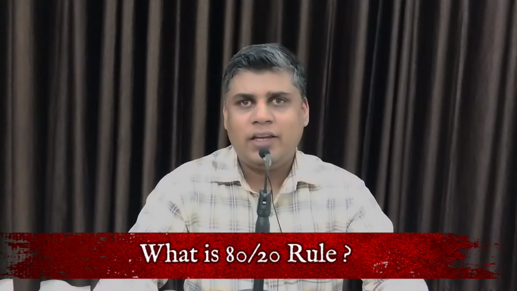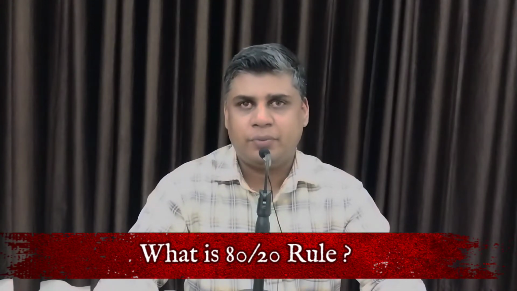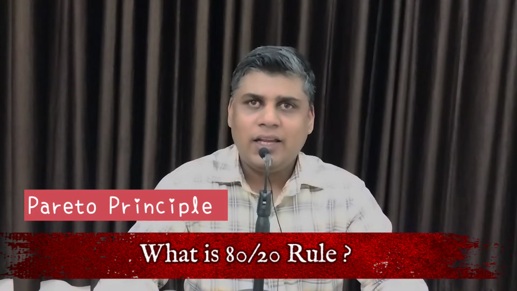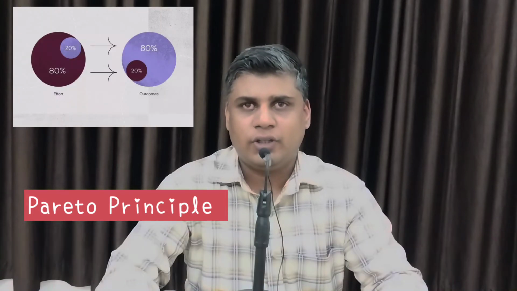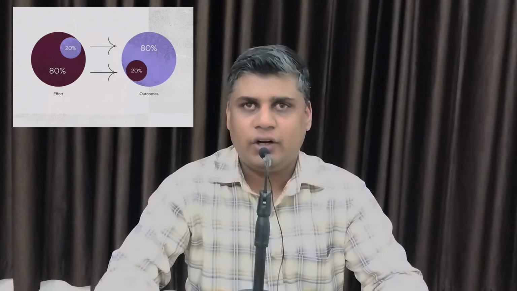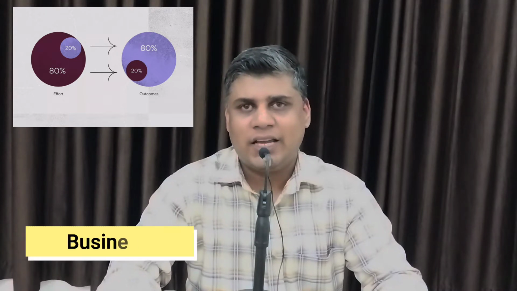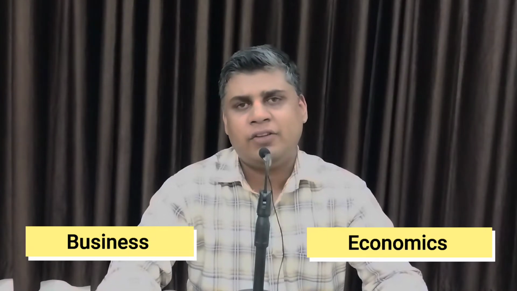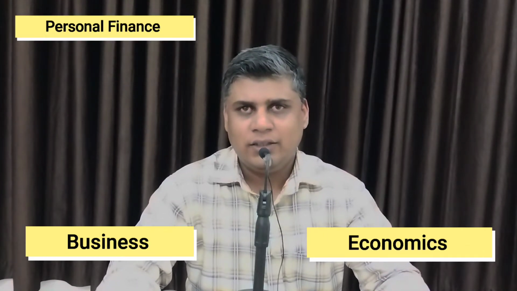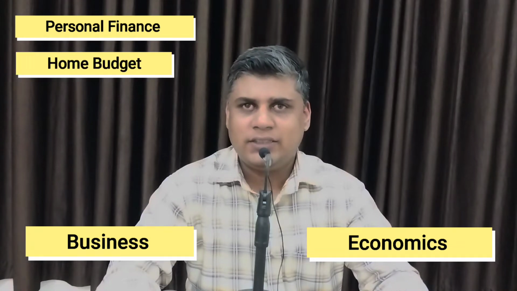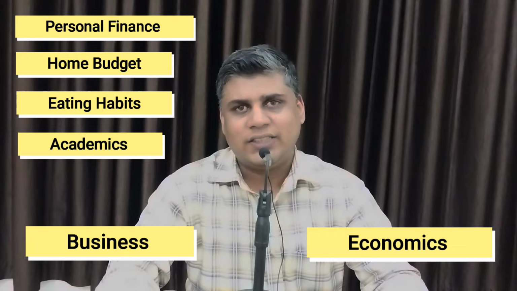Let's get into the topic. What is the 80-20 rule? Well, the 80-20 rule is also known as Pareto's principle, which says that 80% of the outcome or the output is the result of 20% of your efforts and the input that you give to any event. Well, the 80-20 rule is majorly used in business and economics, but it can be used in any sphere of life, like personal financing, budgeting the house, eating habits, or even academics. All of us have used this 80-20 rule in one way or the other, knowingly or unknowingly in our lives.